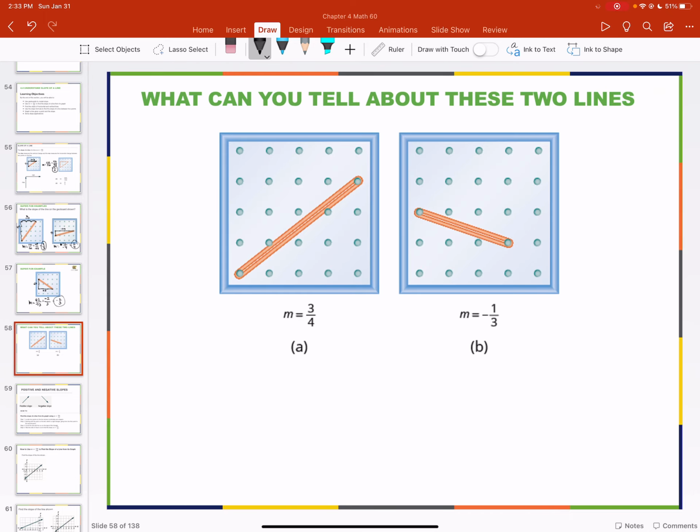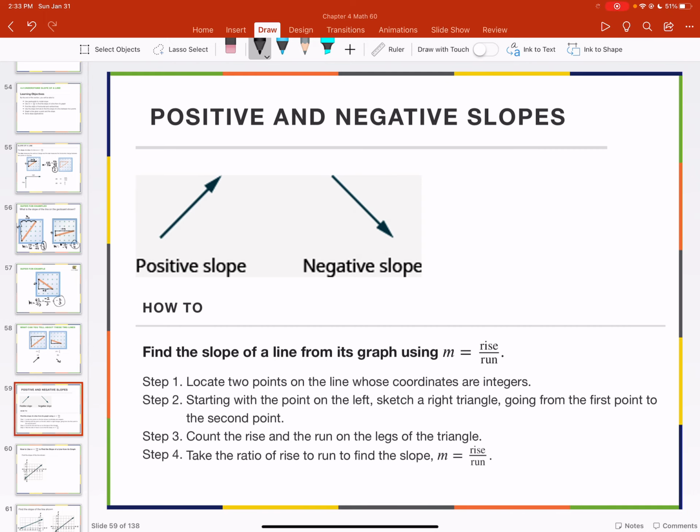Now notice about these lines. This one is positive. M is positive 3/4. It goes up 3, 1, 2, 3, and over 4. M here goes down 1 and over 3. So this graph is going this way, and this one is going downwards, looking from left to right. That brings us to the next point, positive and negative slopes. Positive is when it's increasing, meaning it's going up and to the right, and negative, the line is going downward. Think of going up a hill and going down a hill. So positive is going up and negative is going down.